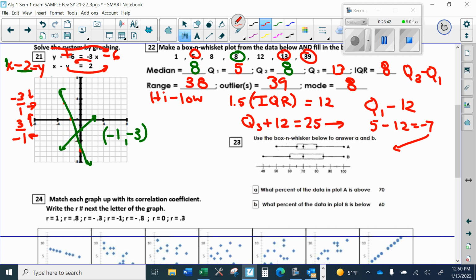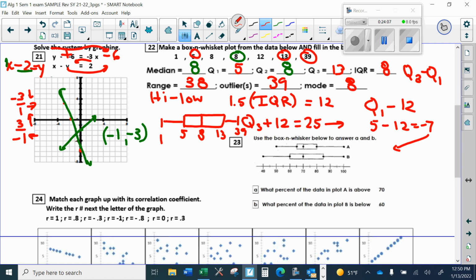Since I used that up, I'm not going to draw the box and whisker. I'll squeeze it in here. 1 goes up to 5. Draw my box. Q2 is 8. Q3 is 13. And the high is 39. Okay, that's how my box and whisker would look.